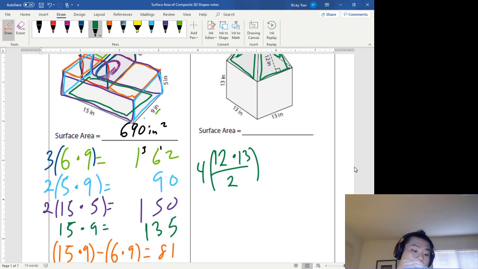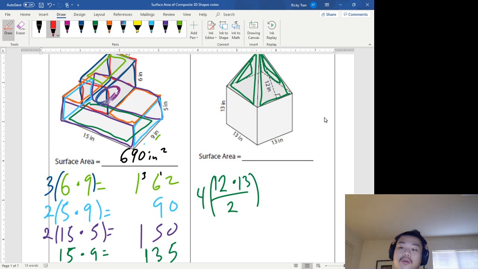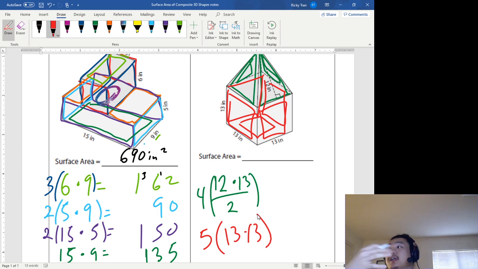And then here for the square, or the cube, we have one square, two squares, three squares, four squares, and then the square at the very bottom. So it's just going to be 5 of 13 times 13. Okay, so some of these you have to find a bunch of different separate ones, and some of these, if you understand, you just have to look and multiply by how many shapes there are.